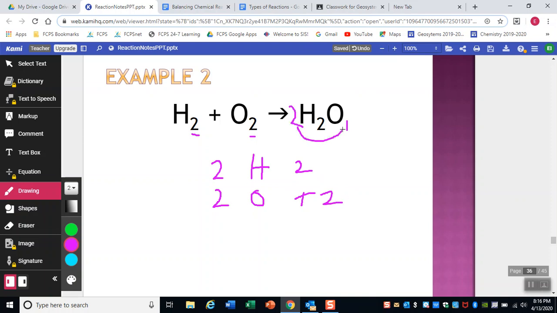So now I have 2 oxygens, but now I also have 2 times 2, I have 4 hydrogens. So I've got to come over here and make it so I have 4 hydrogens over here. 2 times 2 is 4. So I'll put a 2 in front. 2 times 2 is 4. So now I have 4 hydrogens here and 4 hydrogens here. So check. 2 oxygens here and 2 oxygens here. So check. All right.